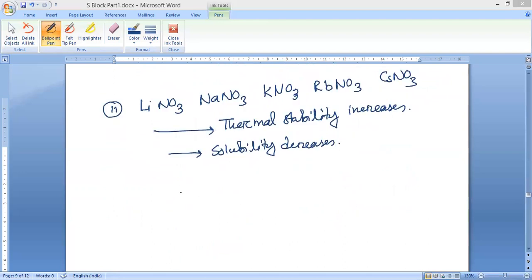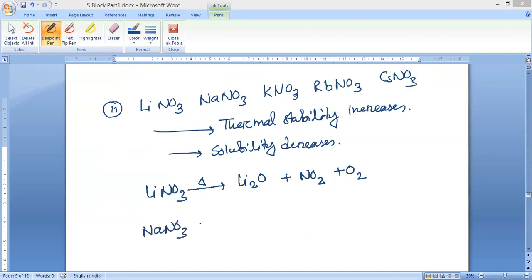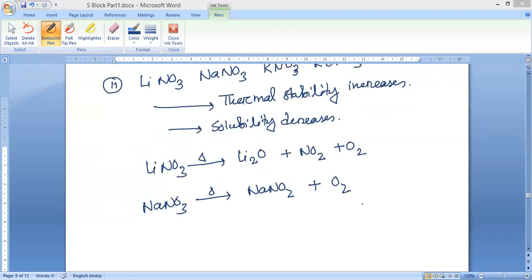Now coming to heating effect. अगर लिथियम नाइट्रेट, इसका हीटिंग इफेक्ट में वो it will produce Li2O, same thing, it will form into oxides and will get nitrogen dioxide along with oxygen. But in case of sodium nitrate, if we heat it, then it will form NaNO2, nitrite, it will form nitrite along with oxygen gas. So this is the difference.